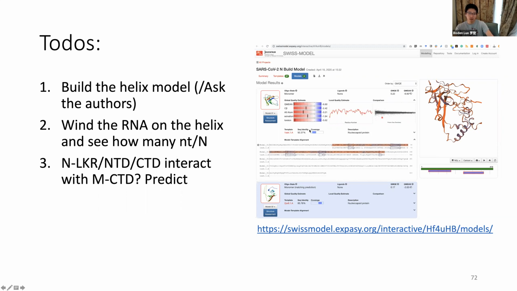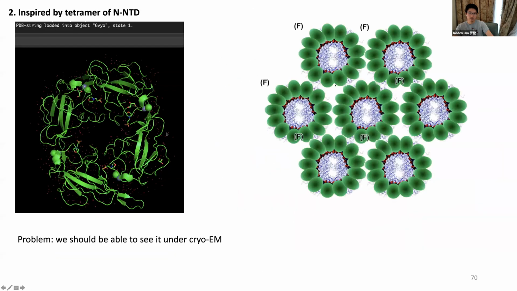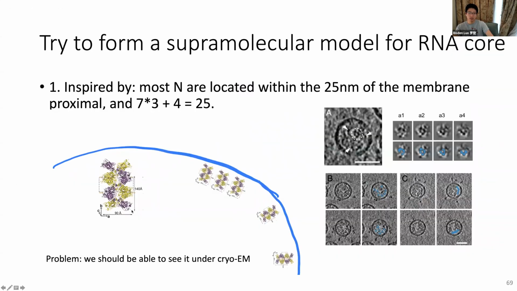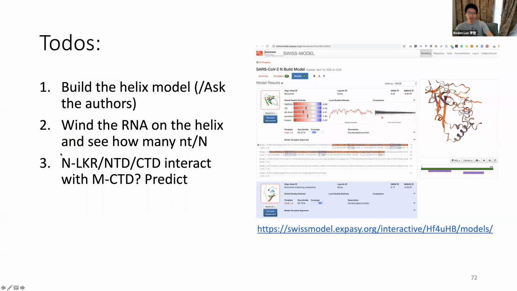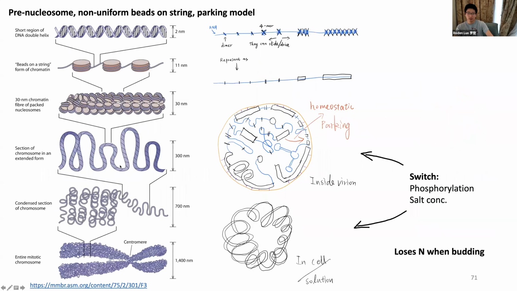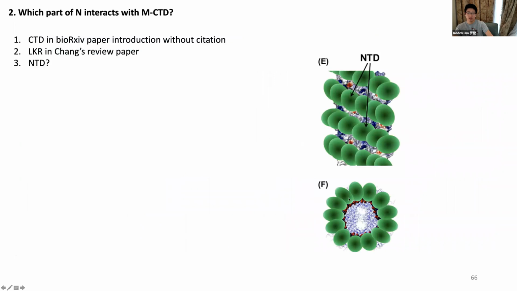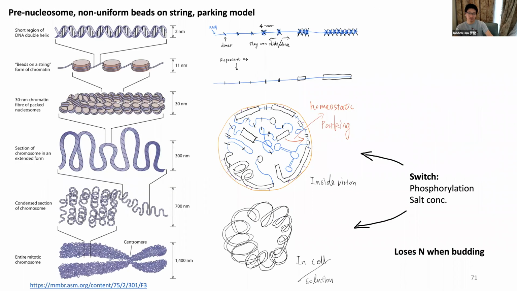Then the second task is to wind the RNA on the helix here, and then to see how many RNAs we can fit per 24 of those RNP helix structures. And then my personal feeling is that the NTD at this layer here will interact with the M-CTD, because it's in the outermost layer of the LKR.